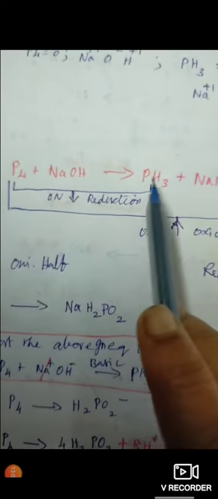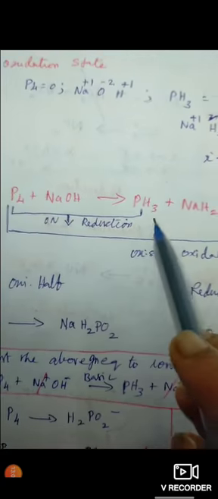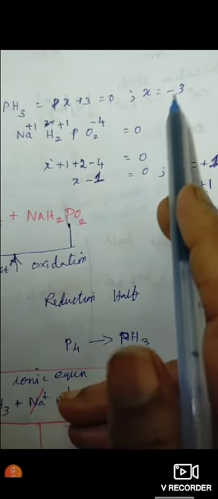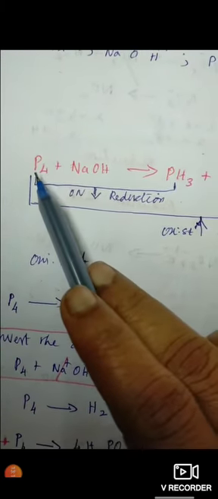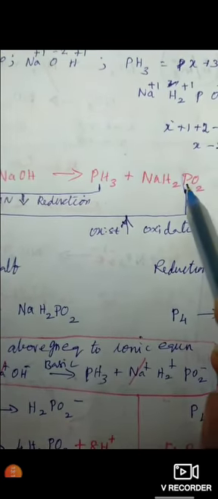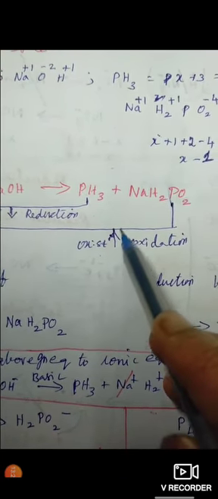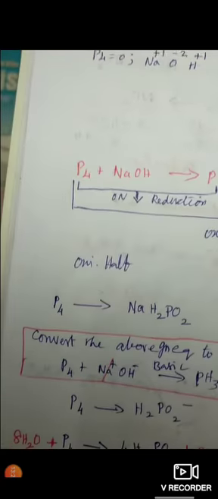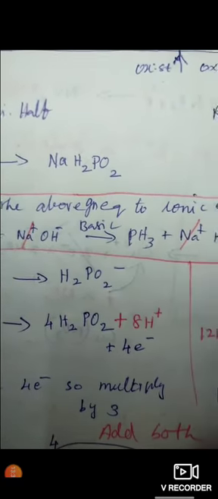So here P4 is converting into PH3. So the oxidation number reduced, so it is reduction, because in P4 it is 0 and in PH3 it is minus 3. So 0 to minus 3 it is reduced. Next, P4 is converting into NaH2PO2. Here the oxidation state is increased, so that is oxidation. So divide the equation into 2 halves. Then convert the above equation into an ionic equation.